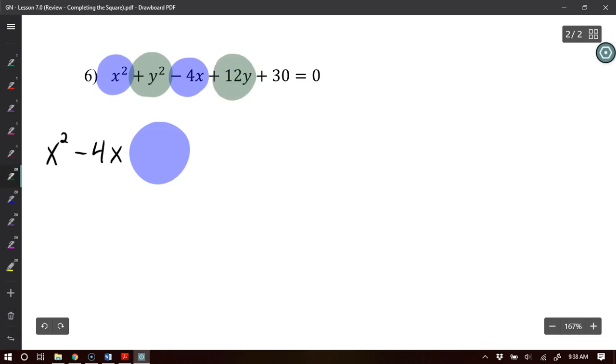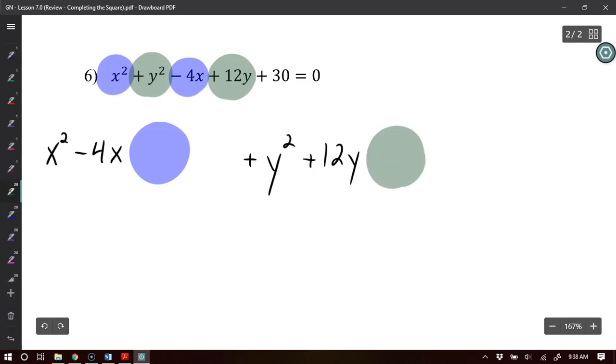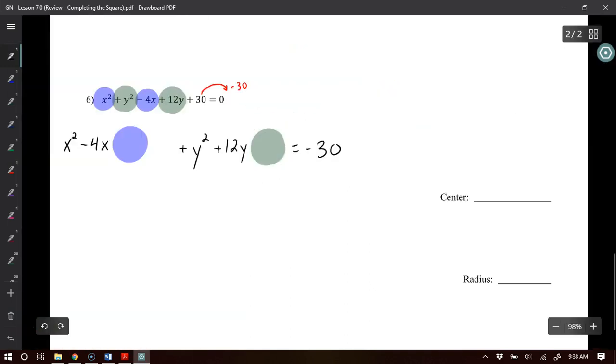I have a y squared, I have a positive 12y, so I'm going to put those two together. So I have a positive y squared plus 12y. I'm going to complete the square with those two, so I'm going to insert my placeholder there. It's going to equal, if I move that 30 to the other side by subtraction, negative 30. I put two placeholders on the left-hand side, so I have to put those two placeholders on the right-hand side to keep the equation balanced.